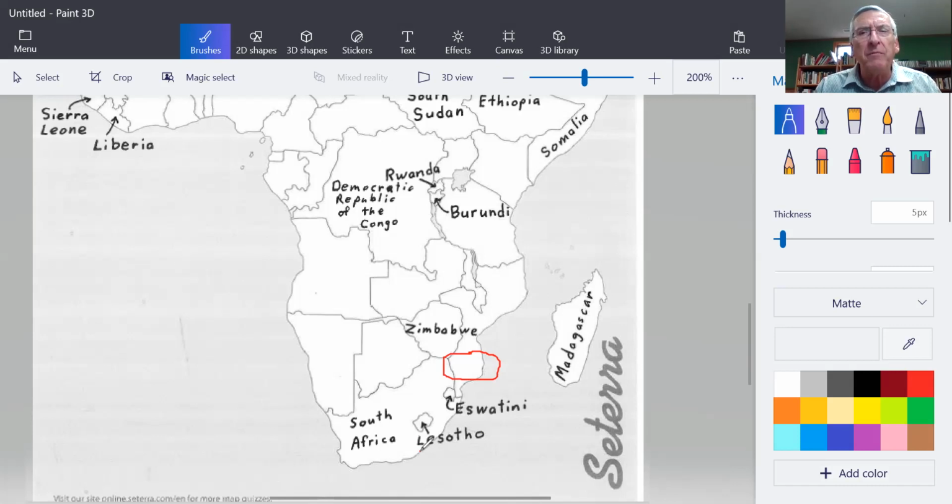Does this support the great man theory of history? Kind of sounds like it, doesn't it?